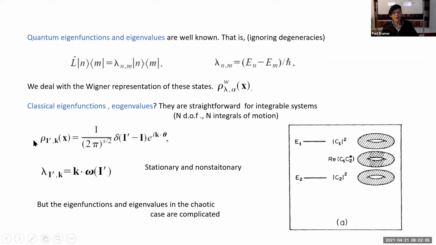But in that case, one can define action-angle variables. I are the actions, θ are the angles, and the eigenfunctions of the classical Liouville operator for the integrable systems look like this. They look like δ(I' minus I). I is a function, I' is a number. Well, it's a vector, but it is numerical. And e to the i k·θ.